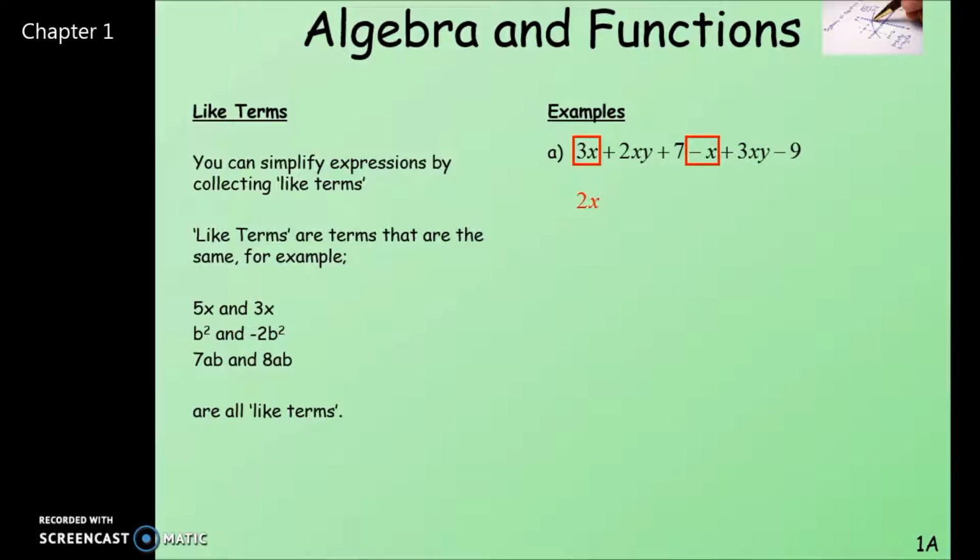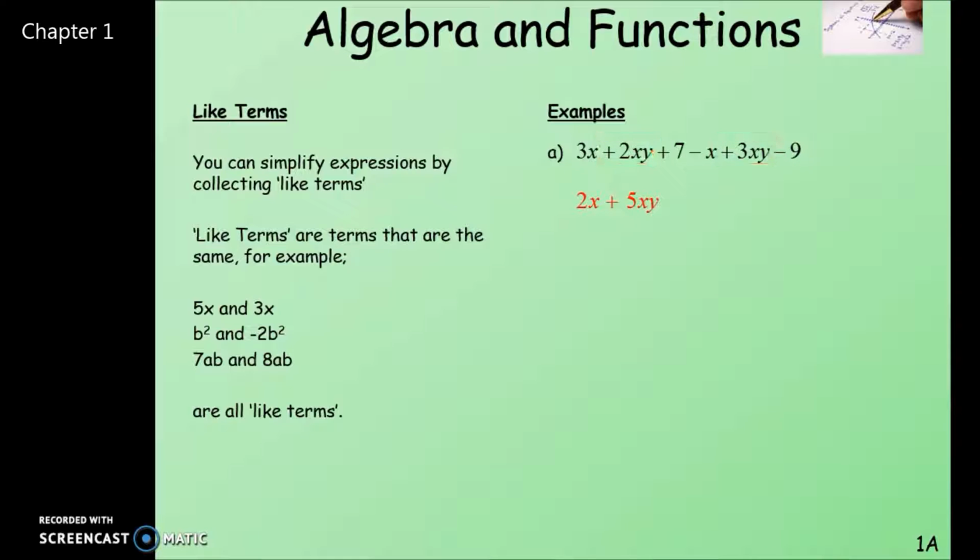And then you can see we've got some xy's. So we've got these two terms here. Now, important thing to remember is the sign is always in front of the term. So the plus signs tell you that these two terms are both positive. So you've got plus 2xy and a plus 3xy. We'll just count them up. So you've got 2 plus 3 more, and you've got 5xy in total.